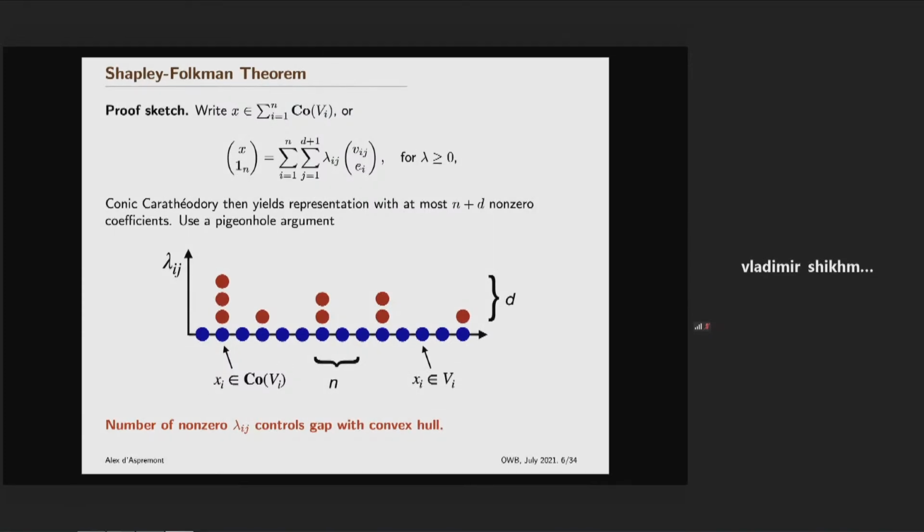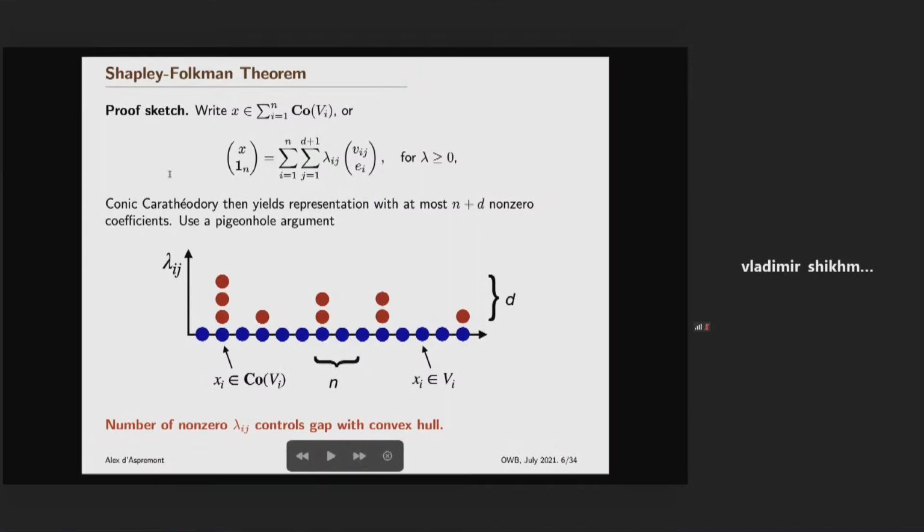And the proof is very simple, so let's do it. It's basically a direct consequence of Carathéodory theory. If x is in the Minkowski sum of the sets V_i, then you can augment x to show that x together with the vector 1 must be written as a conic combination of points of V_i,j, e_i. And the second half of the constraints basically are normalization constraints. And this is a conic Carathéodory theory representation. You can invoke conic Carathéodory theory to get a representation with at most n plus d non-zero coefficients.